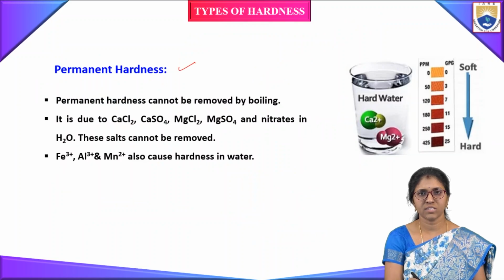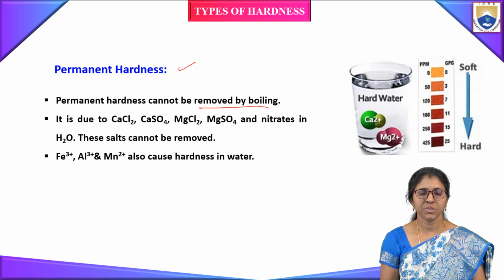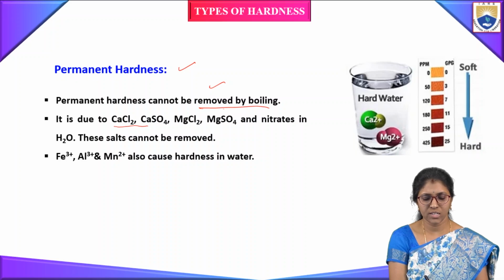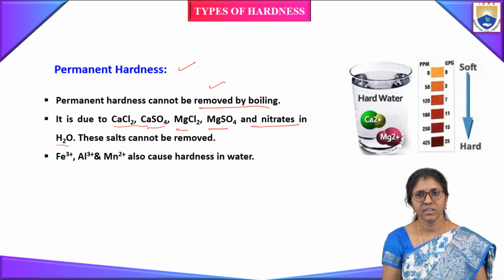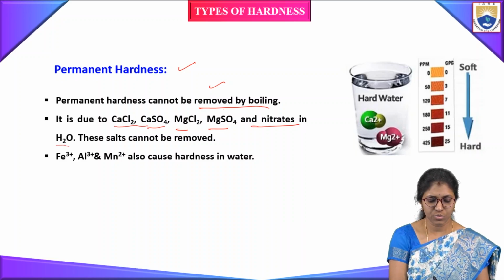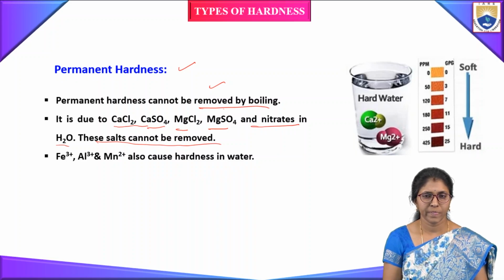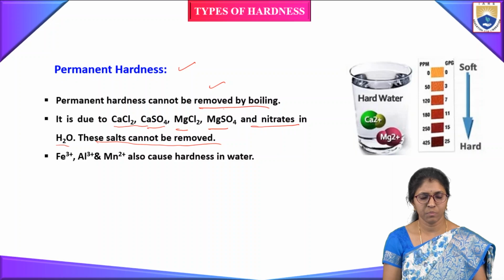Now, permanent hardness cannot be removed by boiling, whereas temporary hardness is removed by boiling. Permanent hardness is due to calcium chloride, calcium sulfate, magnesium chloride, magnesium sulfate, and nitrates in water. These salts cannot be removed by boiling.